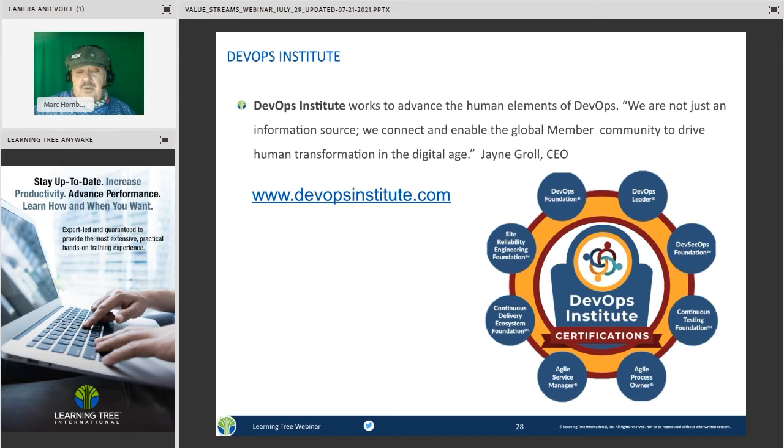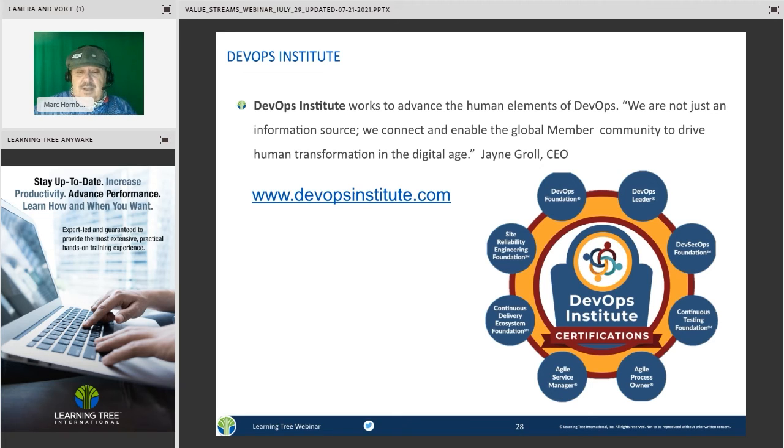If you want to know more about security in DevOps, the DevSecOps course. Continuous testing: I actually wrote the continuous testing course, I was the author. If you want to know more about testing, I often find, as you can see from the prior examples, testing is often the biggest bottleneck, so I think that's good to understand. Agile process owners: Agile can help a lot with value streams, and there's Agile service management. The continuous delivery ecosystem course is more technical, more for architects. I was actually the author of that as well.